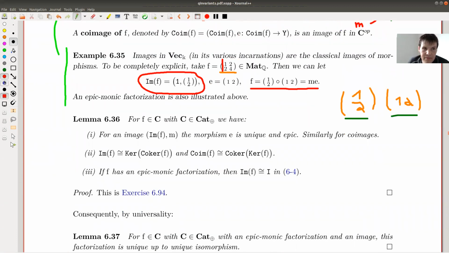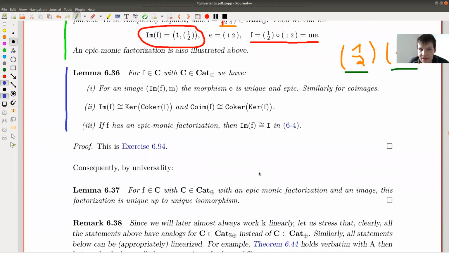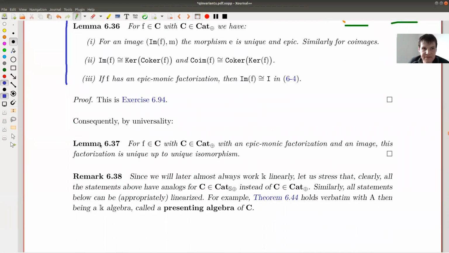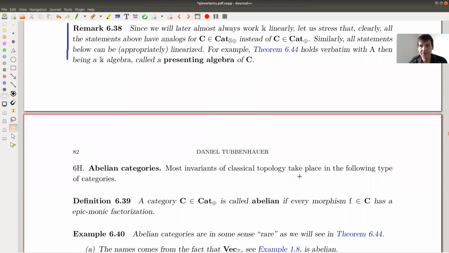Similarly, something like, well, some homological algebra. So if F has an epic monic factorization, then the image is the I from above. Anyway, and the usual nonsense, it's unique up to unique isomorphism, whatever. So this is not so super important. So okay, I think I stop here because I'm running out of time, and I just split the lecture into two. So there will be a second video where I will tell you more about abelian categories. So I think that's it for now.